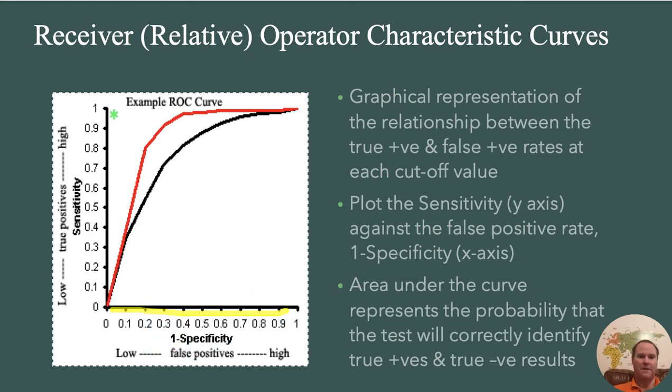And a good test is one that's got the greatest area under the curve. So an area of 1 up here represents the perfect test, and an area of 0.5, so this kind of line over here, would represent a worthless test. And these curves are used to decide where to make the cutoff between a positive and a negative result.